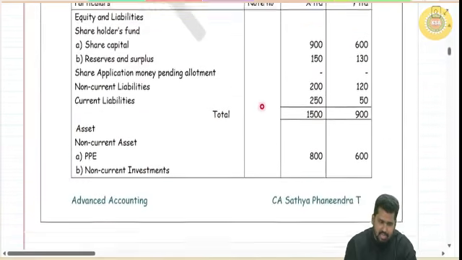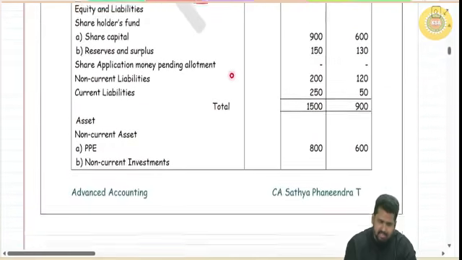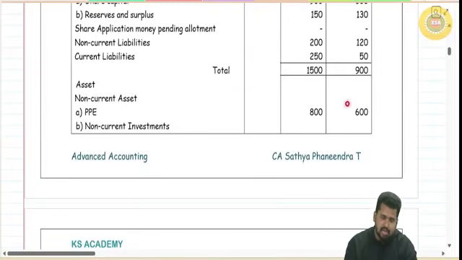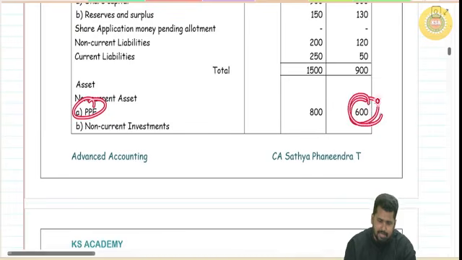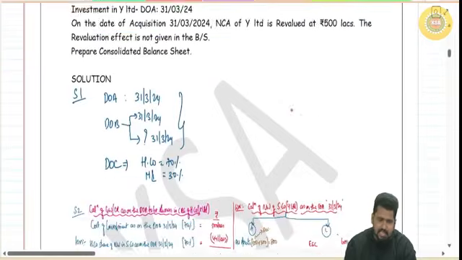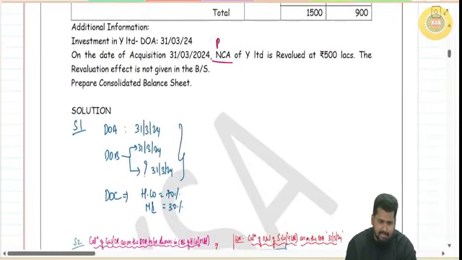Means on the date of acquisition, whatever the balance sheet they have given, the non-current asset, that is PPE, they are talking about PPE. PPE is valued at 600 in the balance sheet they are showing now, but it is only how much? 500 lakhs. Clear? They are telling only this, I'll write it as PPE. Clear? PPE, they are revaluing at 500 lakhs.